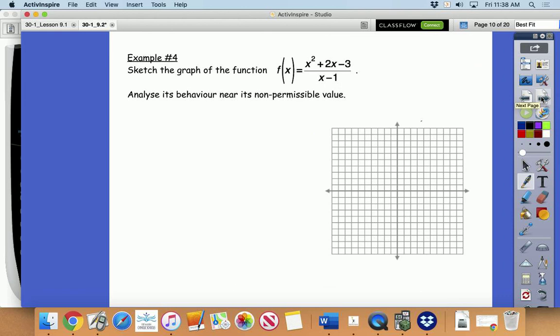Example number 4, again, factor the top. x plus 3 multiplied by x minus 1. At the bottom, we have x minus 1. These two factors cross each other off, which means that we are going to have a hole.